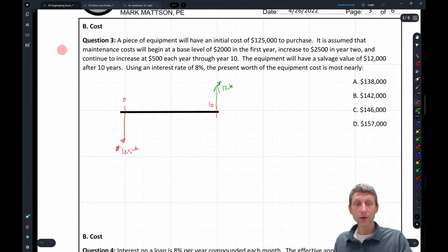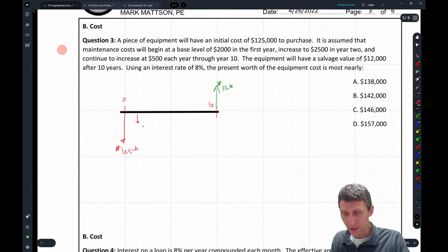And then we also have to put in our maintenance costs. So we're going to start in year 1 with 2K, and then we're going to go to 2.5, and then all the way up to, I think this works out to be about 6.5K at the end.